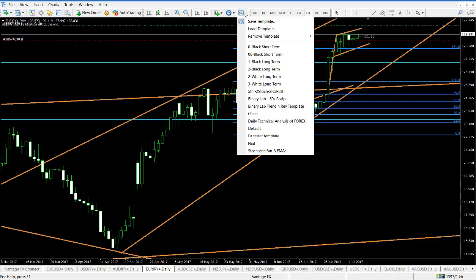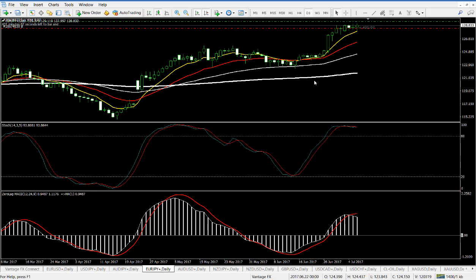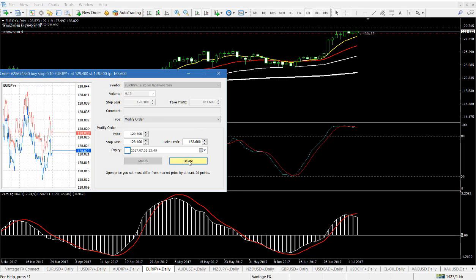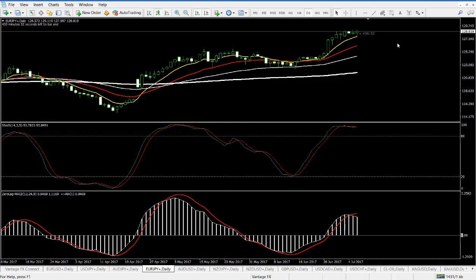Above all of this, if you remember, we have a template, and I use this template. And as I said, this is not according to my plan. As you can see, the stochastic is at the top, actually around 93.7. The MACD is crossing down. It doesn't mean that it's going to go down, but it's not a very good entry now. So what I do, I just delete this order. I don't like it. But if you want, you can.